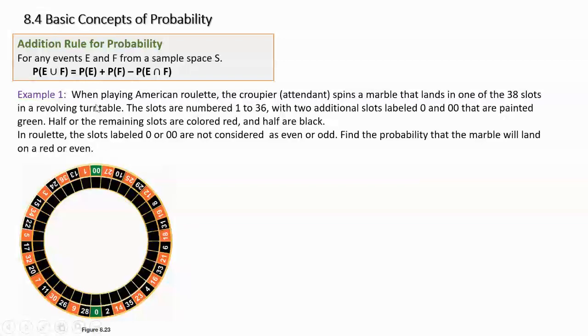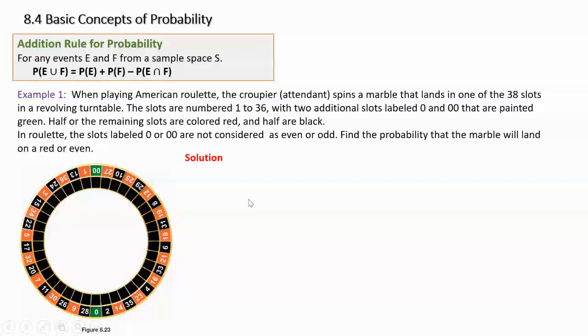Okay, let's read it. When playing American roulette, the croupier who is attending spins a marble that lands in one of 38 slots in a revolving turntable. You see there are 38 slots here on the turntable. The slots are numbered 1 through 36, with 2 additional slots labeled 0 and 00 that are painted green. You see here they are, the 0 and the 00. Half of the remaining slots are colored red and half are black. In roulette, the slots labeled 0 and 00 are not considered as even or odd. Now here's what we're looking for. Find the probability that the marble will land on a red or even.